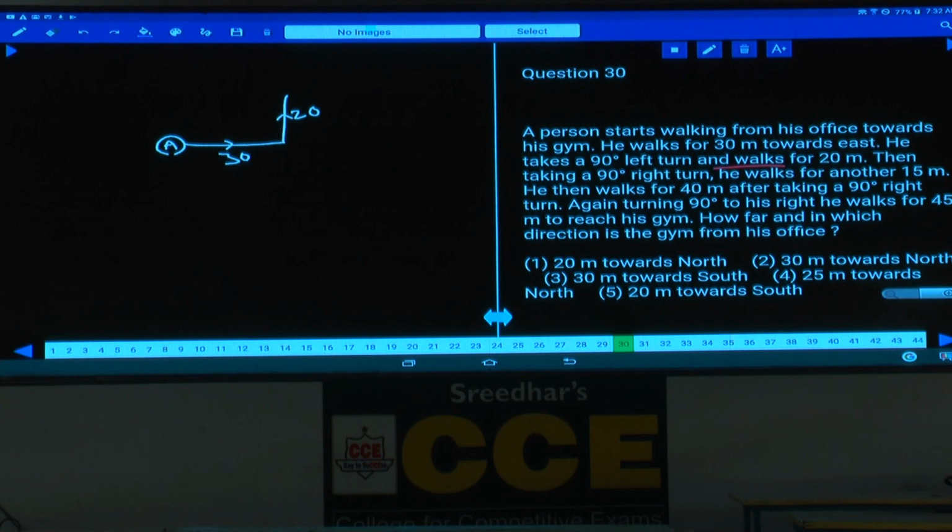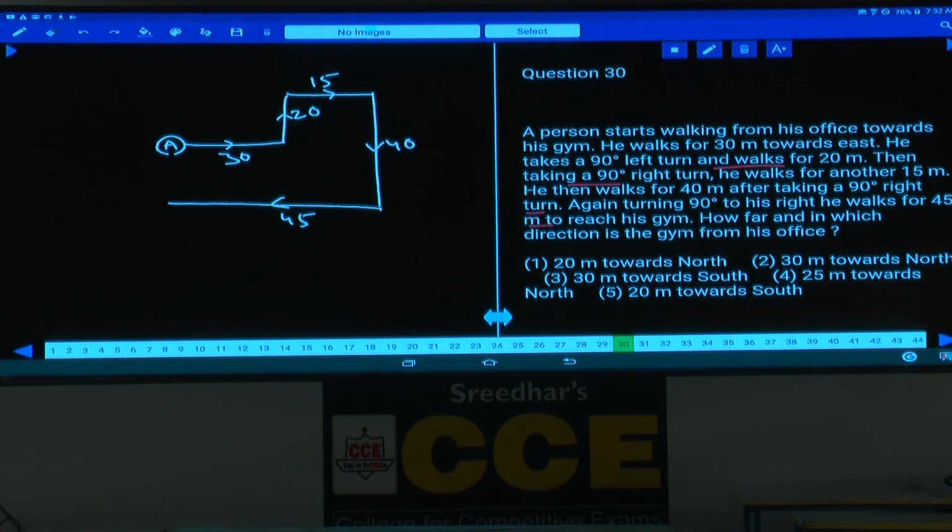And then, taking a 90 degrees right turn, he walks for another 15 meters. Right hand side, 90 degrees, and he walks for 15 meters. And he then walks for 40 meters after taking a 90 degrees right turn. Now this is 40. And again after turning 90 degrees to his right, he walks for 45 meters, again right hand side, to reach the gym.